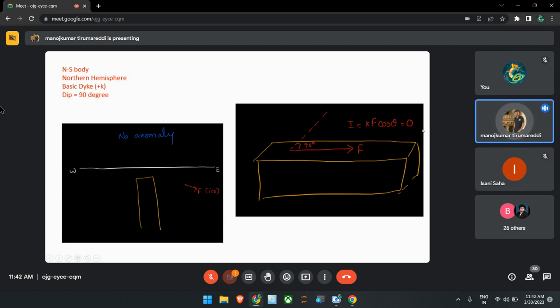Means there is no flux cutting actually along the body. Only this applied field, sorry, external field is present. So there is no flux cutting, so no secondary magnetic field. That's simple. Both are parallel.